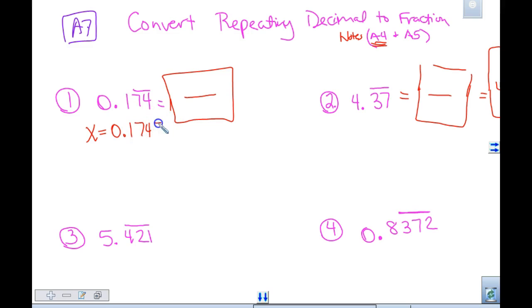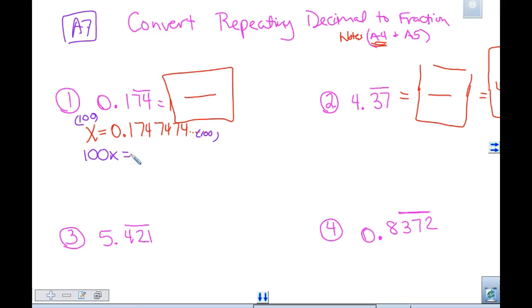0.174 what? 7474, right? Dot, dot, dot. So I look at the problem and I go, oh, there's two numbers that repeat. I should multiply everything by what? By 100. Take it times 100, right? And take this side times 100. 100 times x gives me 100x.